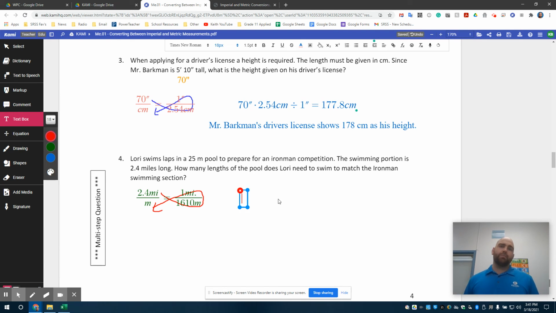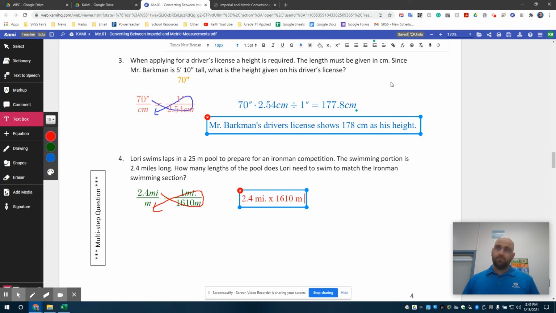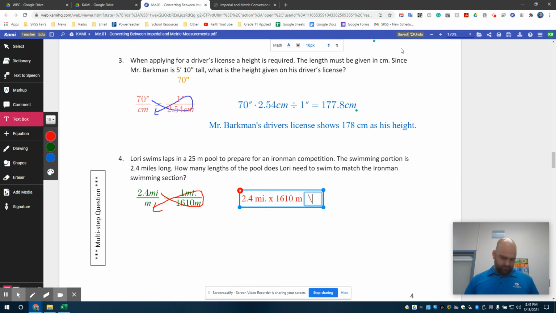Let's convert to figure out how many meters there are in 2.4 miles. So we do 2.4 miles times 1,610 meters, and then we're going to divide by 1 mile. And that equals 3,864 meters. All right, once you know how many meters, now we can figure out how many laps she needs to go. We're going to divide this by 25.